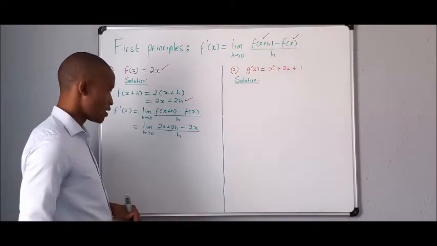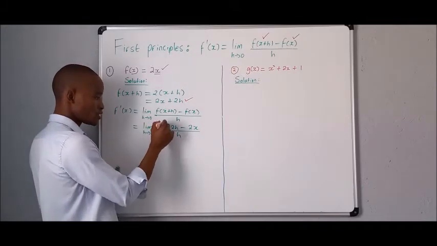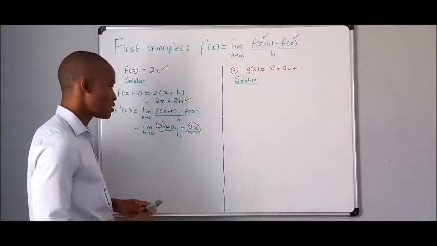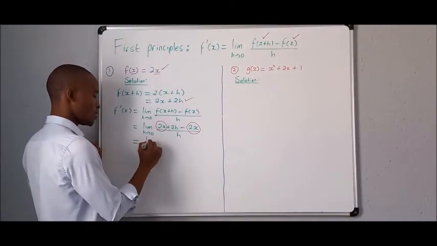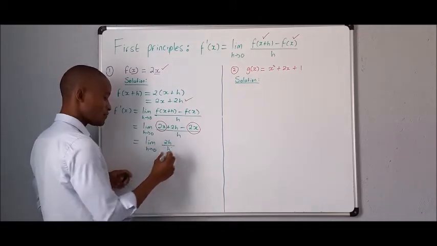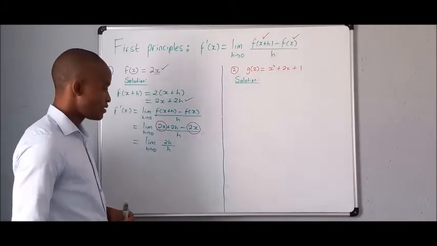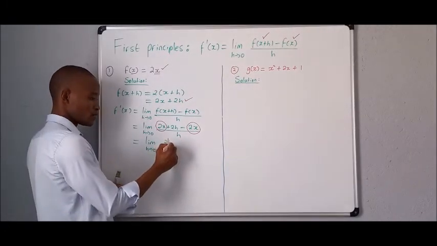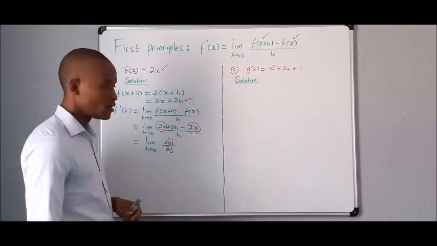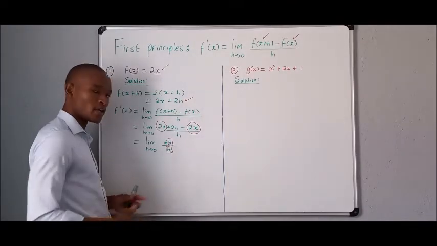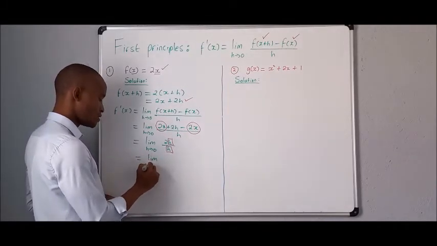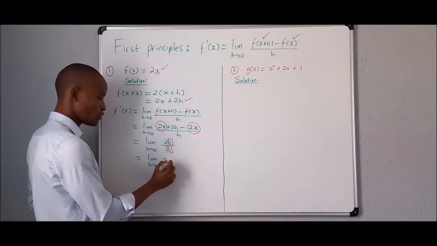So what do we notice here? After our substitution, the substitution is followed by cancellation of some terms. Okay, 2x minus 2x will disappear, and we are left with the limit of h approaching 0 of 2h divided by h. And then again, this is a cancellation that we make for h, because h divided by h must be 1, of course. And then what are we left with? We are left with the limit of h approaches 0 of 2.